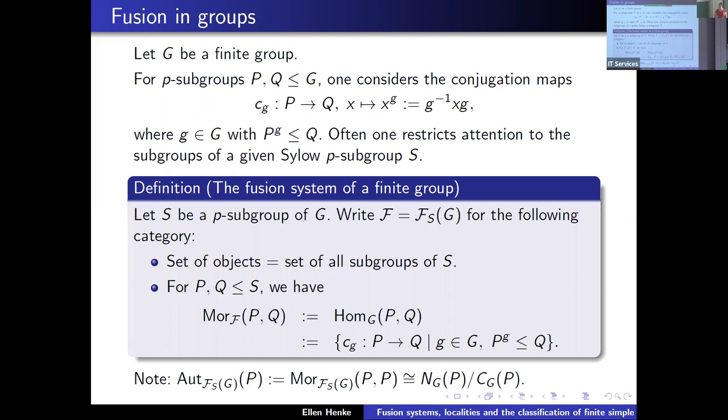So one thing that should be observed here is that the normalizer in G of P modulo the centralizer in G of P can actually be seen in this category as the automorphism group of P. So basically, the fusion system of a finite group contains a lot of information about the P-local subgroups. The other way around, the classical theorem of Alperin says that if we know the P-local subgroups, then we also know the fusion. So this is a very similar kind of information, but in the fusion system, we have sort of a bit less information.